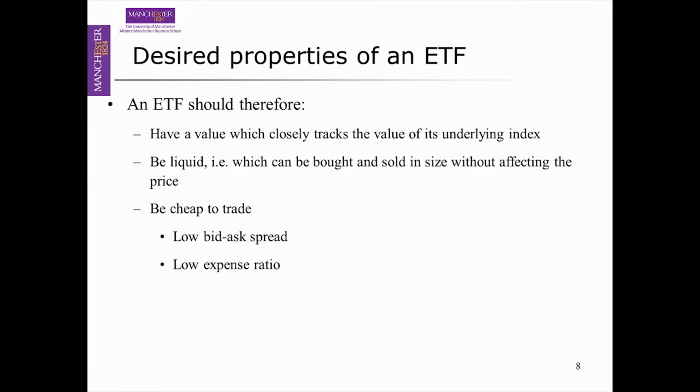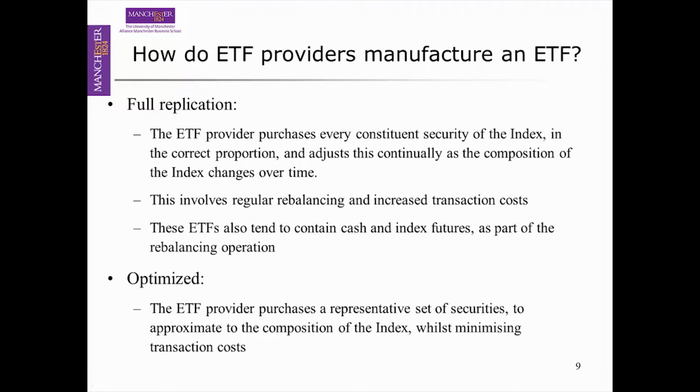What are the desired properties of an ETF? An ETF should therefore have a value which closely tracks the value of its underlying index. It should also be liquid. That is, it should be capable of being bought and sold in size without affecting the price. It should also be cheap to trade. That is, it should have a low bid-ask spread and a low expense ratio.